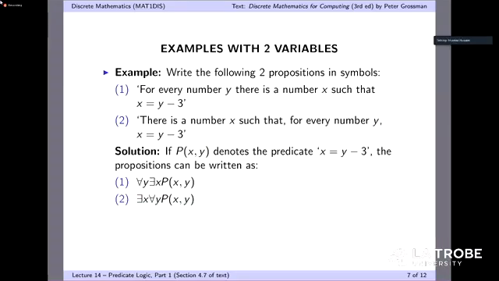Okay. Now we come to the question again. I have to test myself as well. I slightly put a confusing statement up there. Are the above propositions true or false? For the first one, we said for every number y, there is a number x such that that holds.